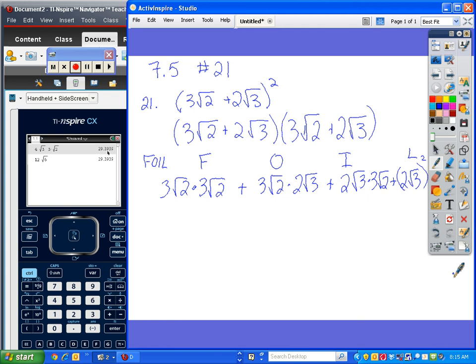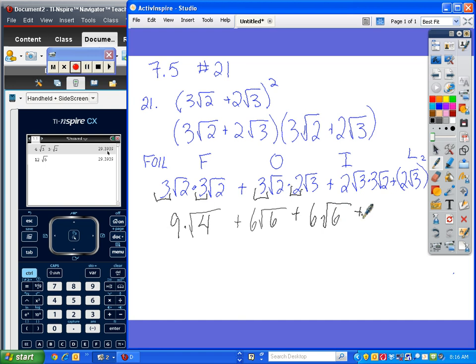When we multiply, we multiply the constants first. So 3 times 3 is 9. And then what's under the square root gets multiplied, 2 times 2, so we have square root of 4. Then plus 3 times 2 is 6, and square root of 2 times square root of 3 is square root of 6.